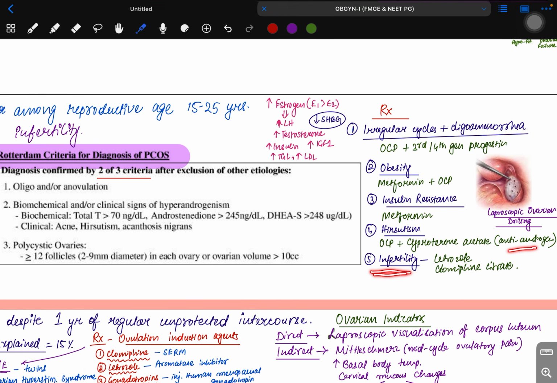And if there is infertility, the first line is letrozole. We can also give clomiphene citrate. The ultimate treatment may be laparoscopic ovarian drilling. If nothing is working, we can do this technique. This is laparoscopic ovarian drilling.